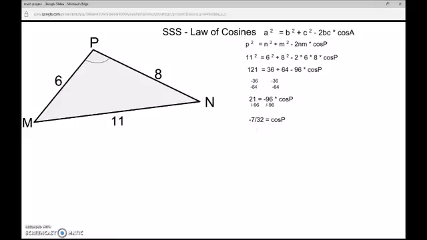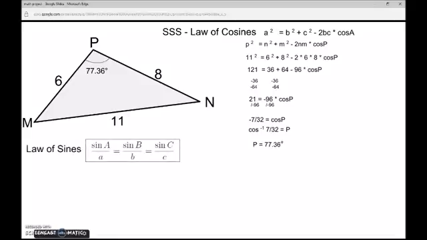We'll take the inverse cosine of both sides, giving us P is equal to the inverse cosine of negative 7 over 32. If we put that in our calculator, we get P is equal to 77.36 degrees, and we'll have that on our triangle now.